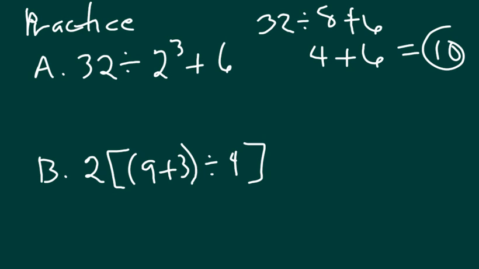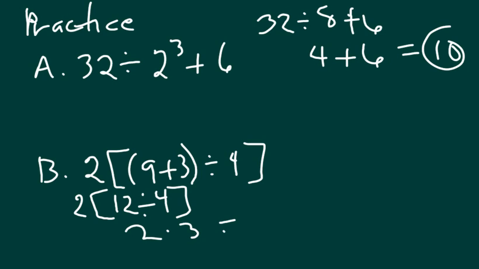Okay, number B. Do the inside parentheses first. 9 plus 3 is 12. So now you have 2 bracket 12 divided by 4. Now do 12 divided by 4, that's 3, so you have 2 times 3, so 6.